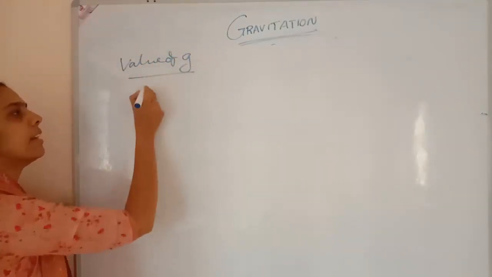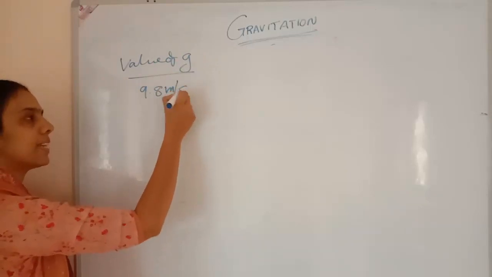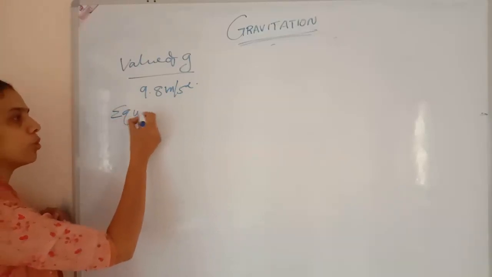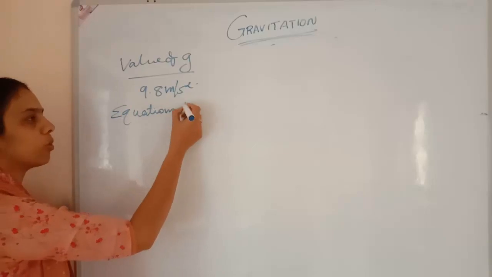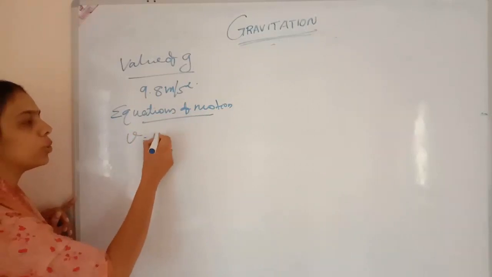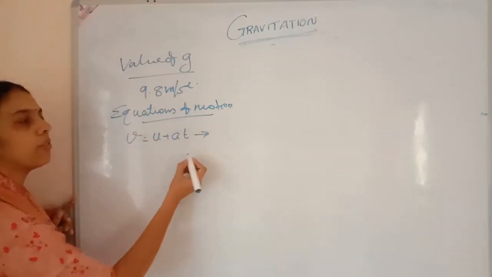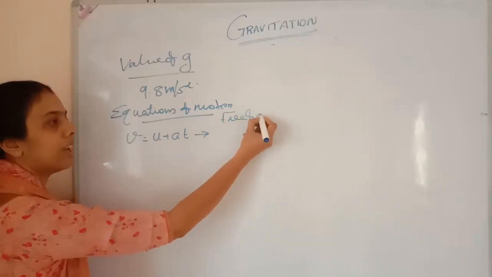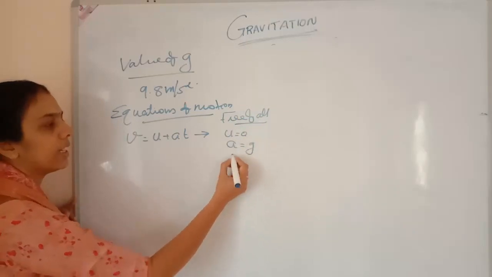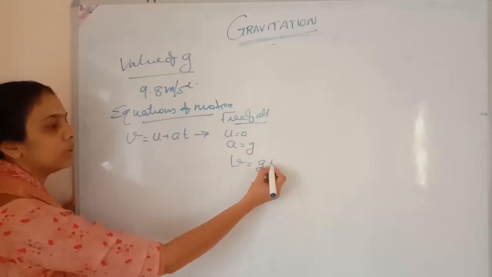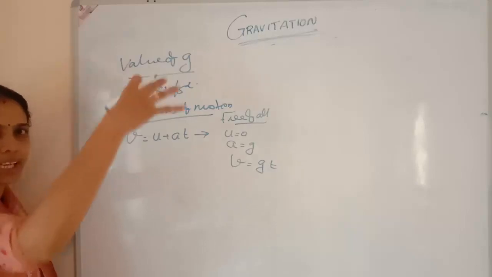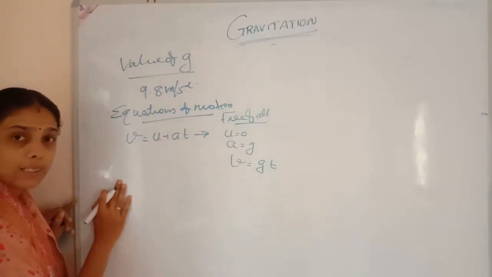Now, the value of g is 9.8 meters per second square. Next we are going to look at equations of motion when we are considering the Earth. We know that v is equal to u plus at. If the object is under free fall, how will this change? u will be equal to 0, a will be equal to g. Then v is equal to g into t. Free fall means the object is falling down, dropping the object, so the initial velocity is equal to 0.